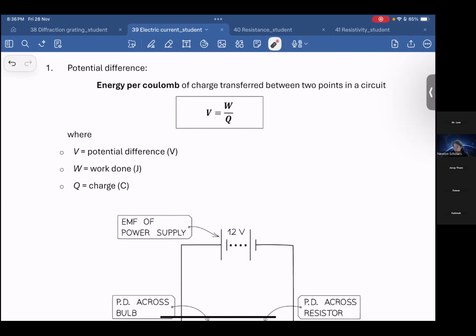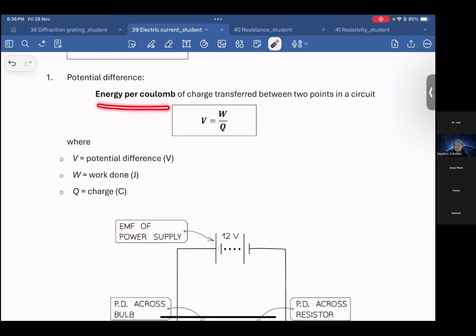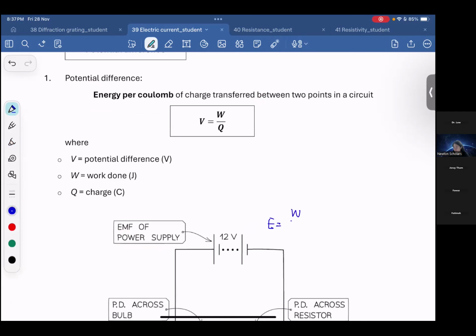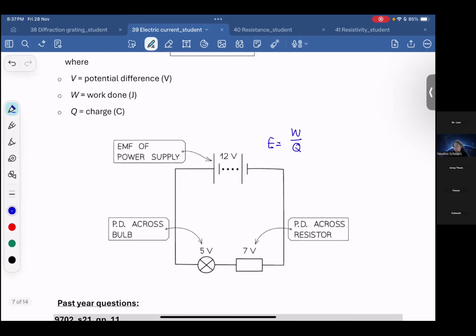Here, the EMF definition is the work done in driving one coulomb of charge. From the first part it is the same, energy per coulomb of charge transferred. So, work done in driving one coulomb of charge to complete the circuit. That is the definition for EMF. The formula to calculate the EMF is the same as work done per unit of charge. It's just that the name is different. Here it is called EMF, here it is called potential difference, and their definitions are slightly different at the behind part.